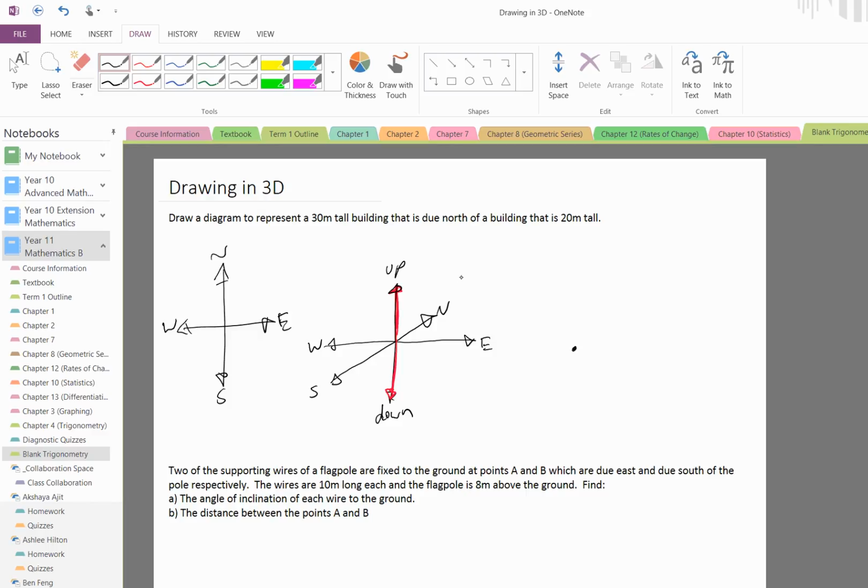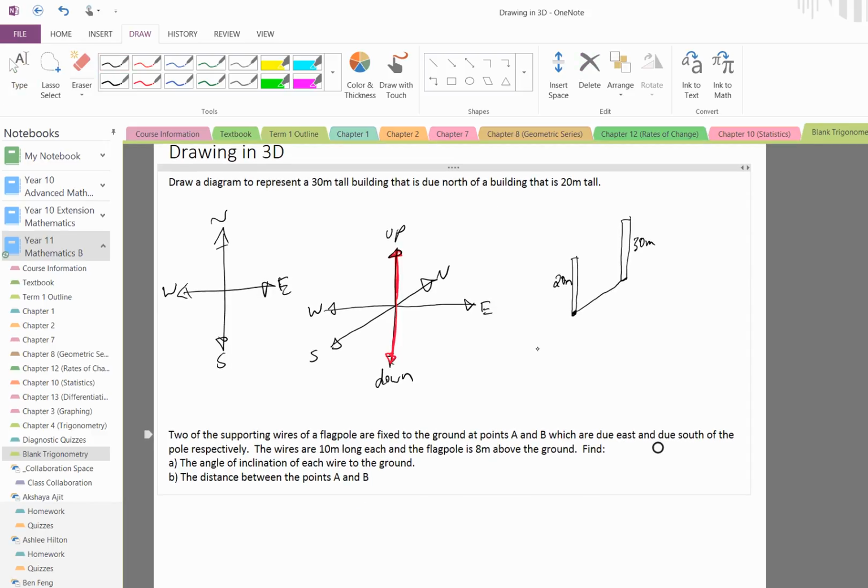Okay, up and down. So if I wanted to draw this scenario in 3D, I would draw my 20 meter tall building here, 20 meters tall, and then due north, so in this direction, I'm going to draw my 30 meter tall building. Even though it's a building, most of the time we'll just draw it like a stick, to represent the corner of the building. Don't need to draw the full thing.